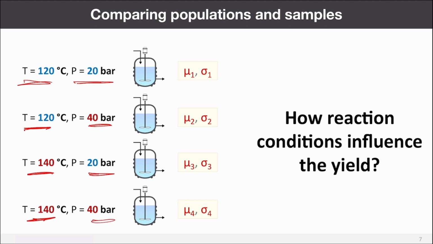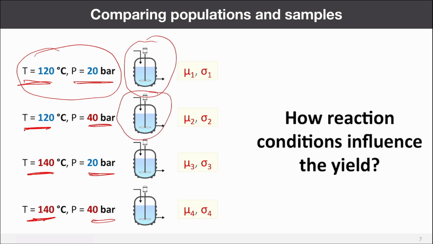In this case, a population will be like when you run this reaction with these particular fixed parameters an infinite amount of times, or at least a very large amount of times. And then in this case, we have 4 populations, right? So if you run every case many times, billions of times, and then compute the average and standard deviation of the outcome, for example, reaction yield, then you will get parameters of 4 different populations. And in this case, you have several tasks, like to find out if temperature has an influence on average yield, to find out if pressure has an influence on average yield, and also to find out if there is any interaction, for example, right?